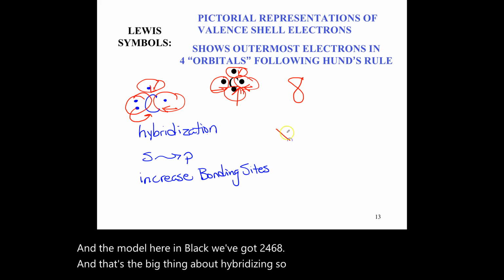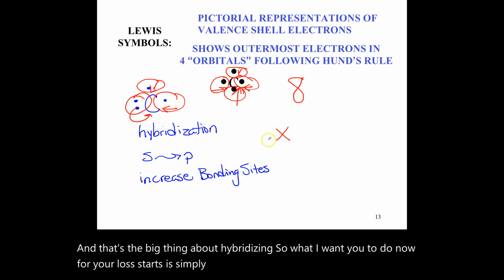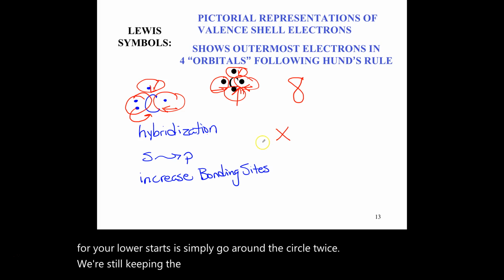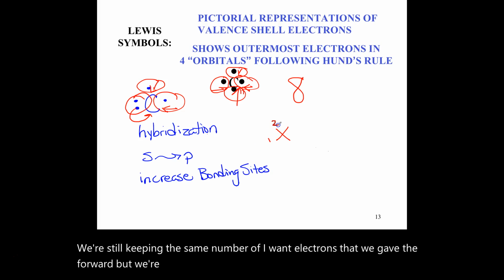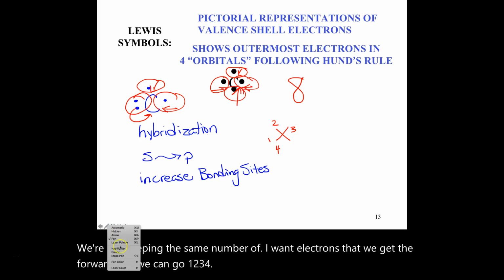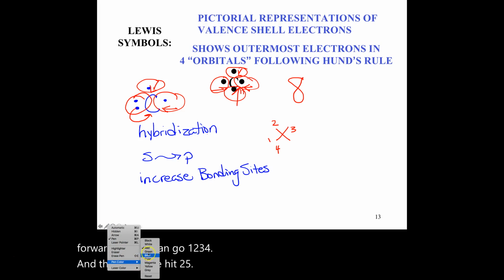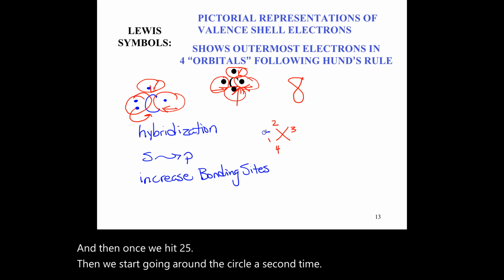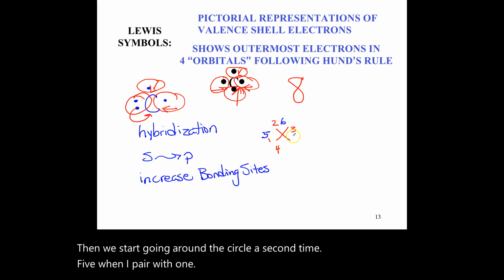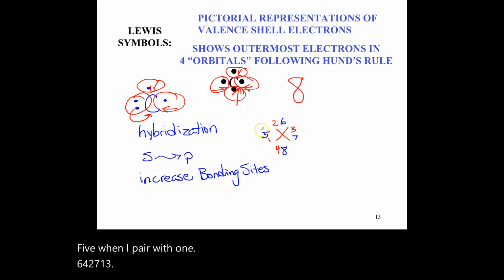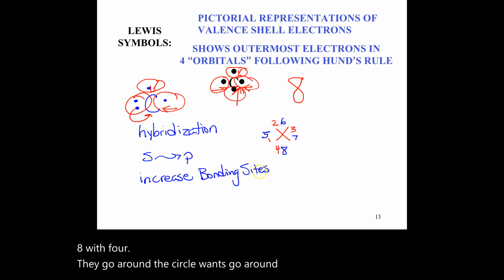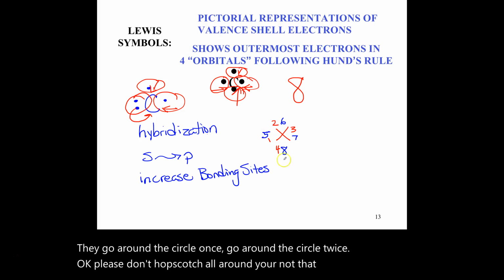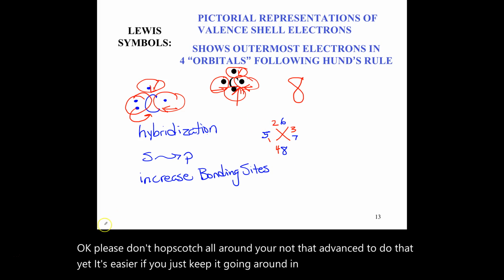So what I want you to do now for your Lewis dots is simply go around the circle twice. We're still keeping the same number of valence electrons that we did before, but we're going to go 1, 2, 3, 4. And then once we hit 5, we start going around the circle a second time. 5 will now pair with 1, 6 with 2, 7 with 3, 8 with 4. So go around the circle once, go around the circle twice. Okay, please don't hopscotch all around. You're not that advanced to do that yet. It's easier if you just keep it going around in the circle, before anyone asks.